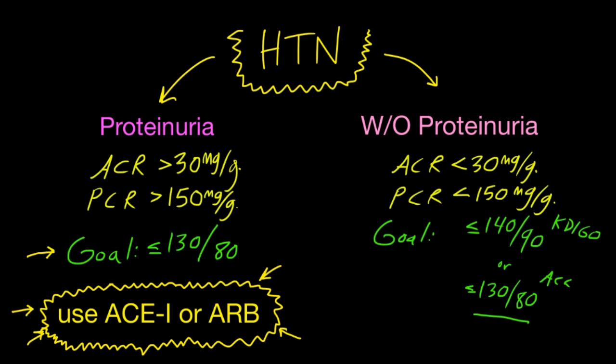In the group with proteinuria, we do know that using ACE or ARB to reduce intraglomerular pressure actually does slow progression of CKD and leads to better renal outcomes. So that's the importance of that recommendation. Clearly, we want to slow the progression of CKD, and in the proteinuric patients, using an ACE inhibitor or ARB is key to doing that.